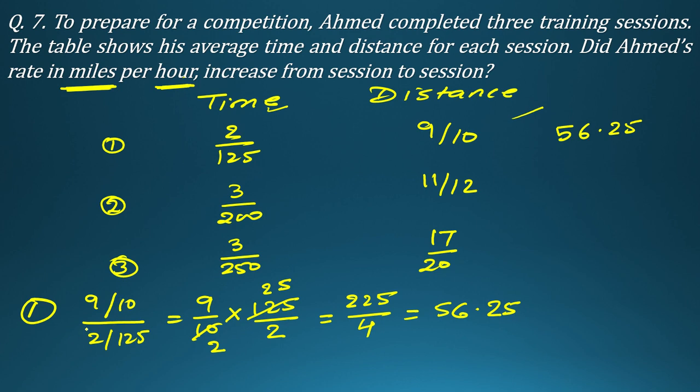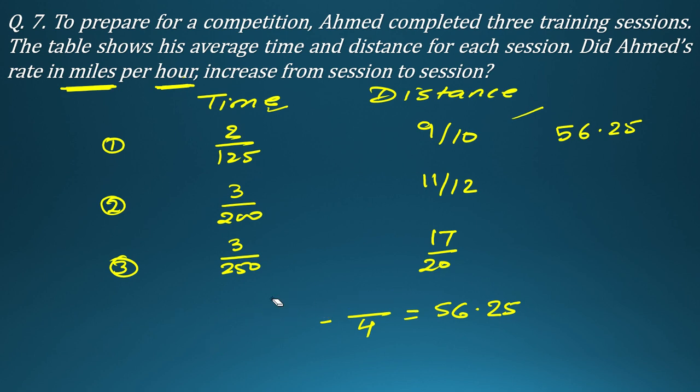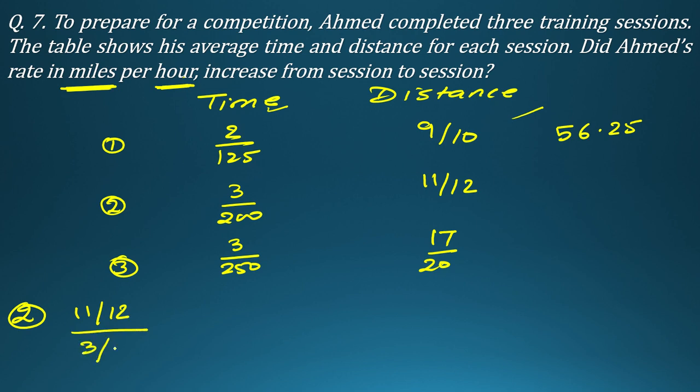So this is for the first one. Now we are going to convert for the second. What I will say for you is, just pause the video and convert it for another 2. Find the rate of the other 2 sessions. So for the second, the rate is 11 over 12 divided by 3 over 200. So it will be 11 over 12 and it will be reciprocated.